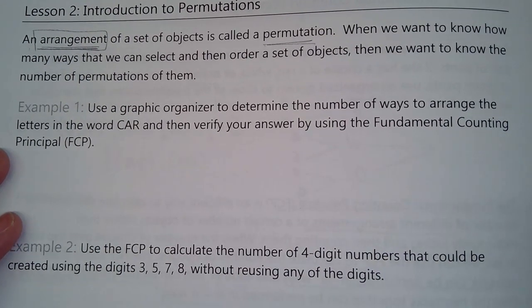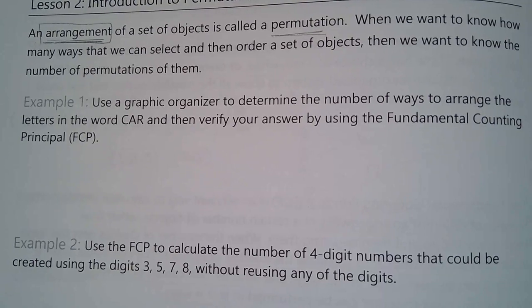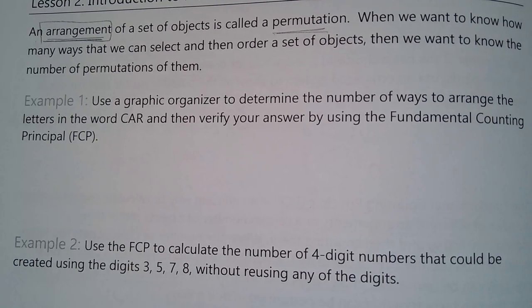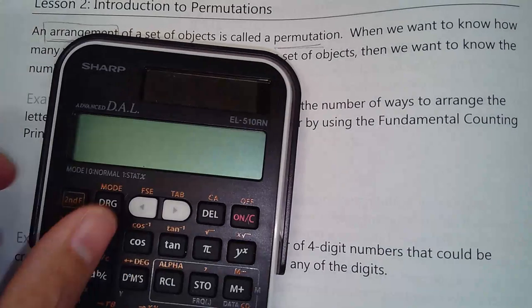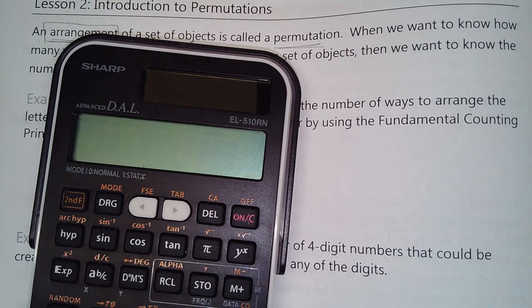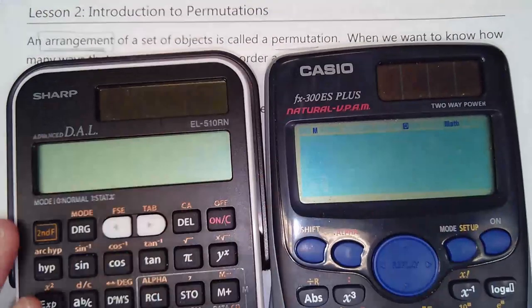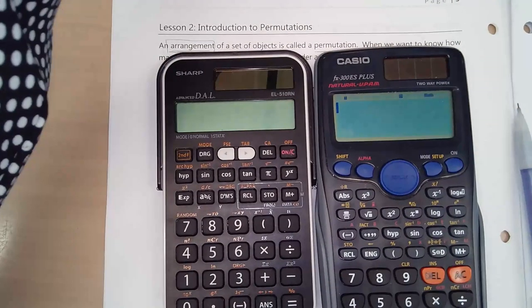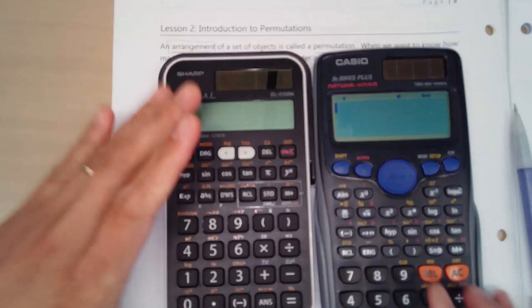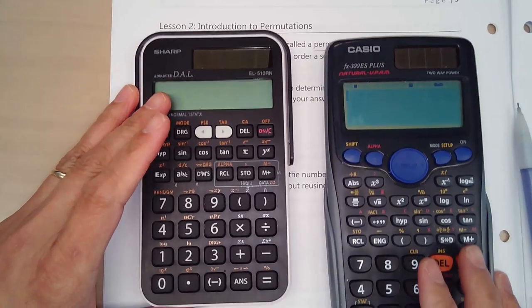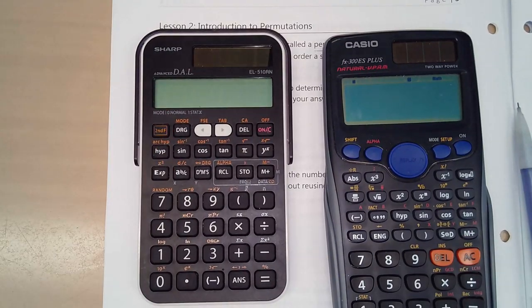So, I'll give you an example. Can I borrow your calculator? We have 3 different distinct calculators in here. I'm going to start off with 2. So, 2 calculators. How many ways can I arrange these 2 calculators?